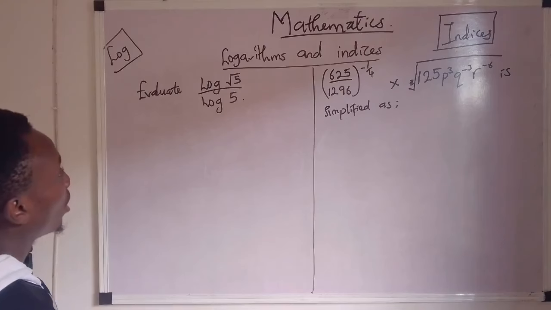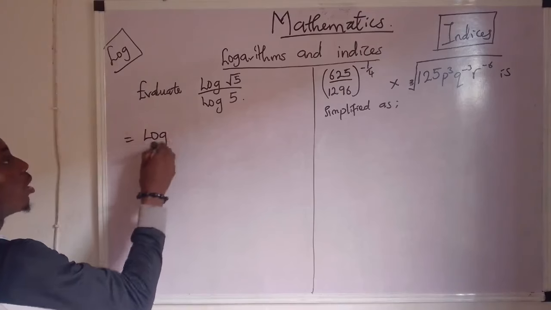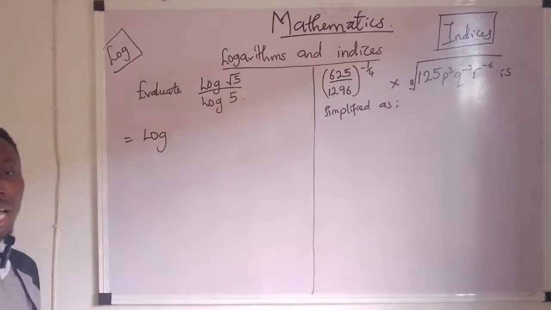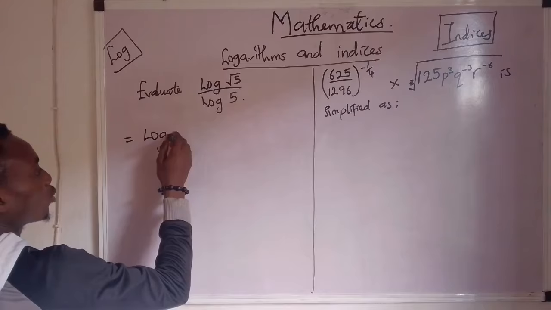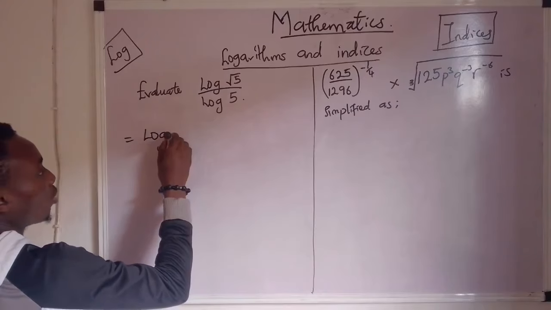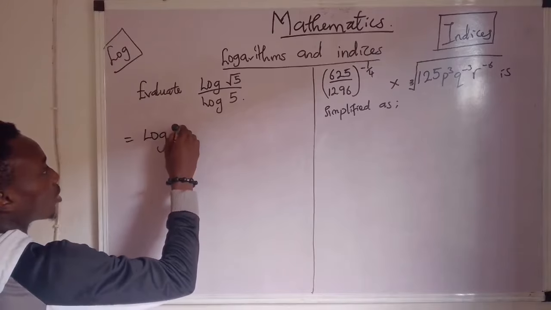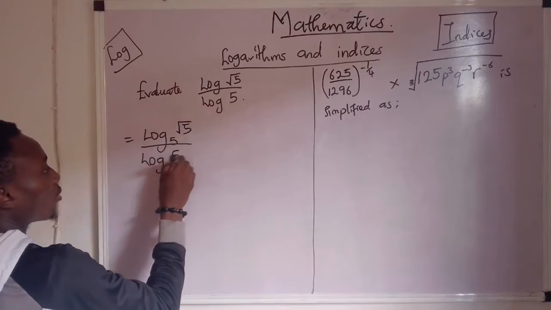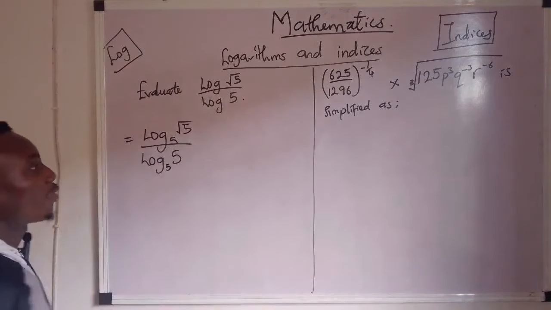Now, if we assign a particular base to both numbers, this will give us what? No, we cannot use base 5 because they are both having 5 here. Are you following me now? So we can decide to use base 5. So we can assign the same base to both numbers. We can just write log base 5 raised to power root 5 over log base 5 raised to power 5.